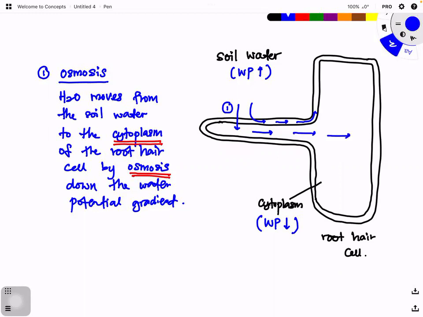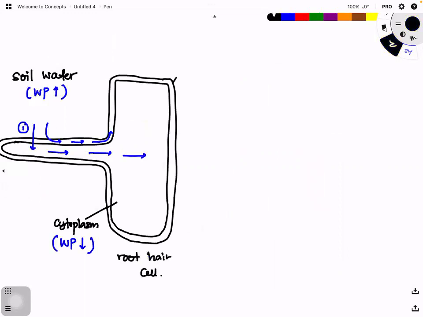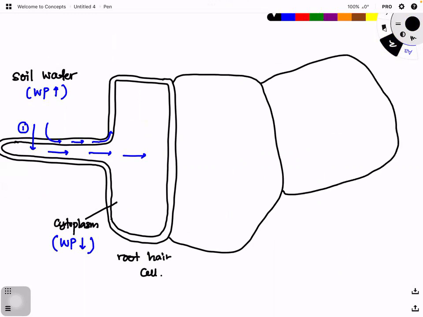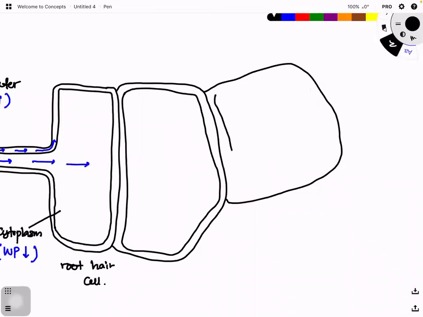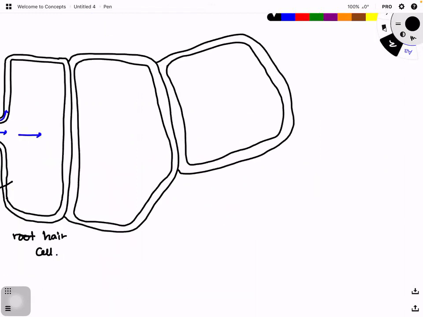Okay, so then we do have the cortical cells. Okay, so we have cortical cells. I'm going to draw the cortical cells. Sorry, guys, let me draw. So these two cells, they are the cortical cells. Okay, I mean it's more than that, but I just use two to show.